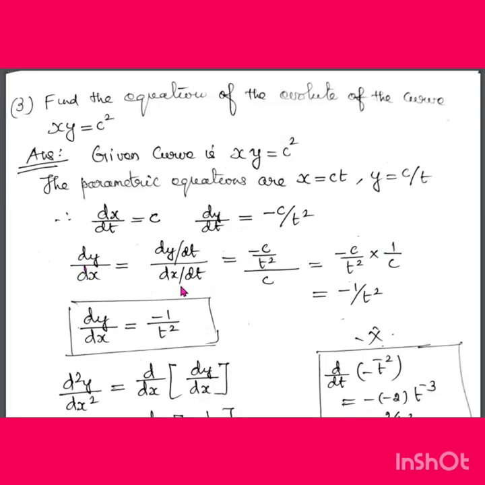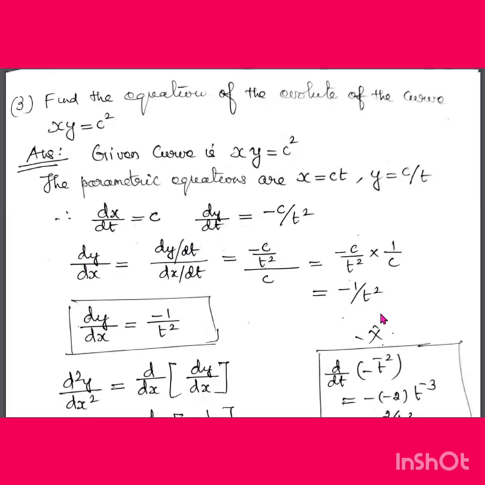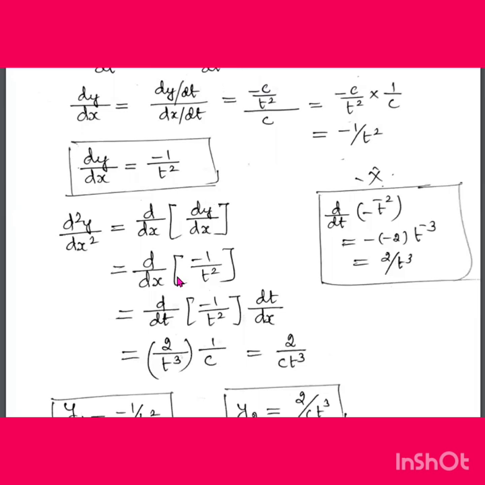dy by dx is equal to dy by dt divided by dx by dt, which is equal to minus c by t square divided by c, which is equal to minus c by t square into 1 by c, which is equal to minus 1 by t square. This is dy by dx. d square y by dx square is equal to d by dx of dy by dx, which is minus 1 by t square.